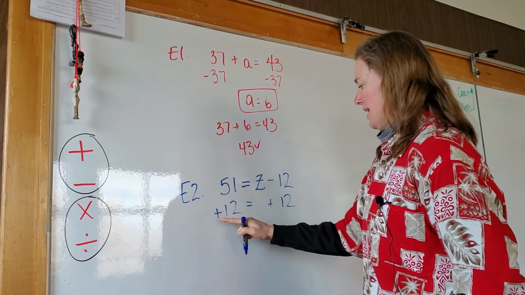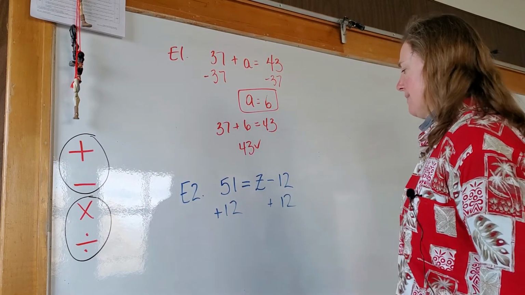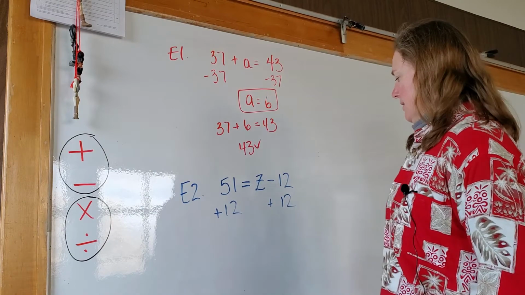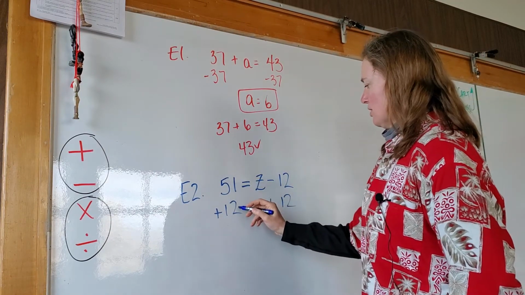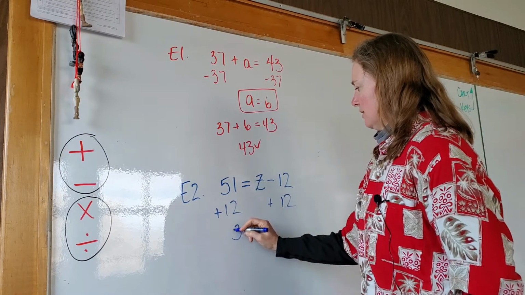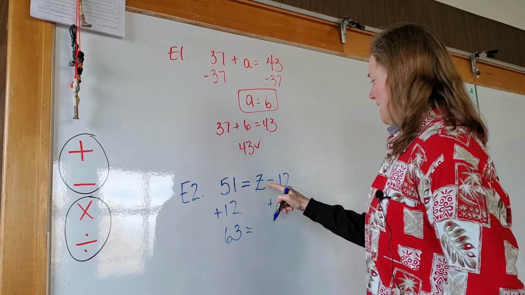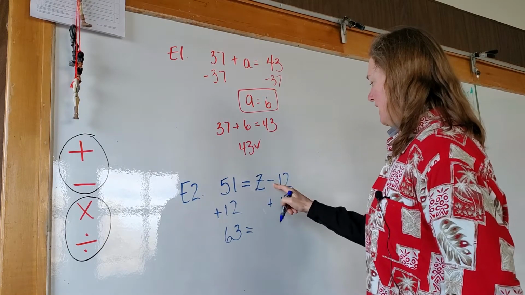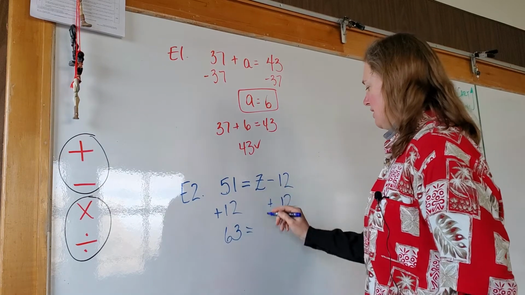Would you agree that adding 12 is equal to adding 12? Yes. You don't have to put that there. Sometimes I like to. Most times I don't. Okay, let's do this. 51 plus 12. 2 plus 1 is 3. 1 plus 5 is 6. Okay? z minus 12 plus 12. Well, negative 12 and positive 12 cancel each other out, making 0, and you're left with z.